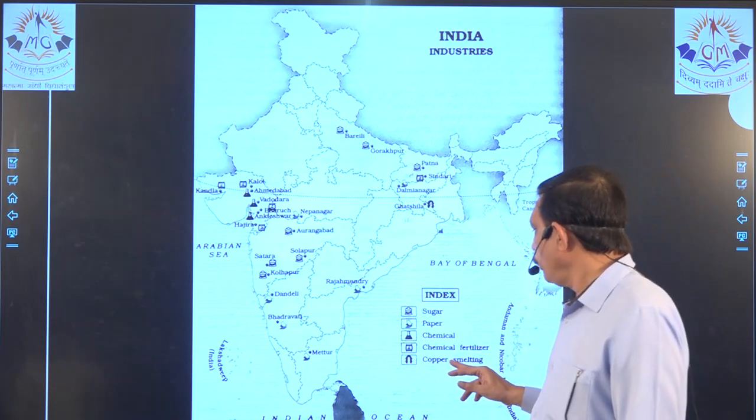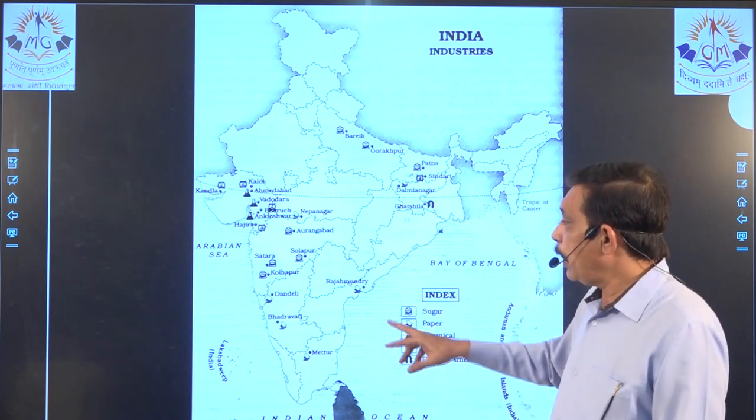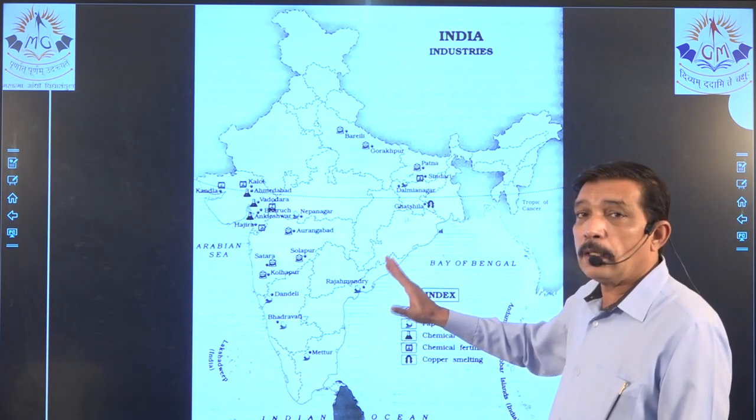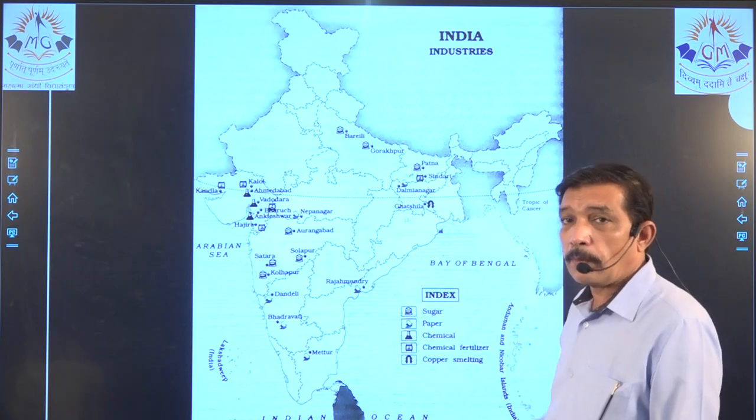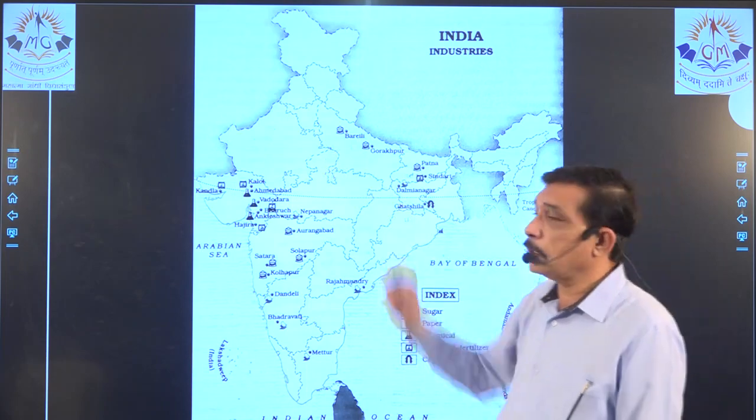Now we come to paper. Now paper, we should understand one thing, that paper is produced mainly in the southern part, because they have lots of trees over there. We don't have that many trees over here. Yes, Rajasthan is a desert.